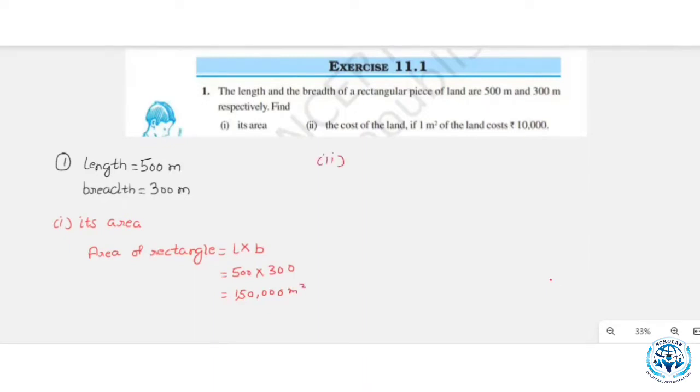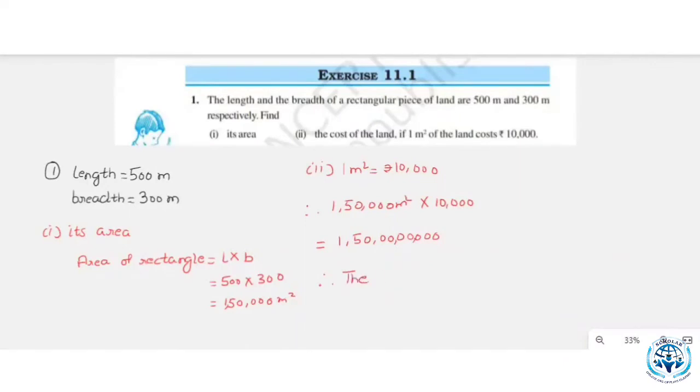Now the second, cost of the land if 1 meter square of the land cost rupees 10,000. The cost of 1 meter square is rupees 10,000. So 1,50,000 meter square land will cost 1,50,000 into 10,000. So this is the cost of the whole land, the total cost.